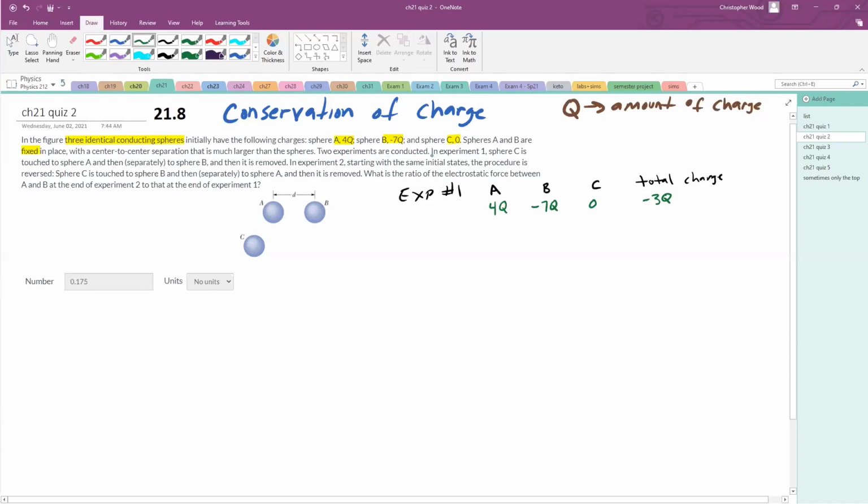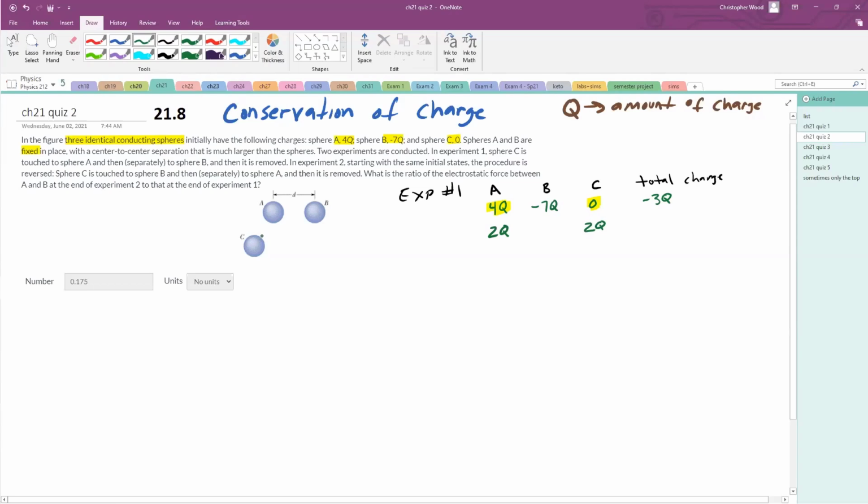And then in experiment 1, sphere C is made to touch sphere A. So right now I'm going to look at these two. If sphere C touches sphere A, they're going to exchange charge. There's going to be a charge transfer, a conductive charge transfer. As soon as sphere C touches sphere A, A will give 2Q of its charge to C. Okay, and let's talk about that.